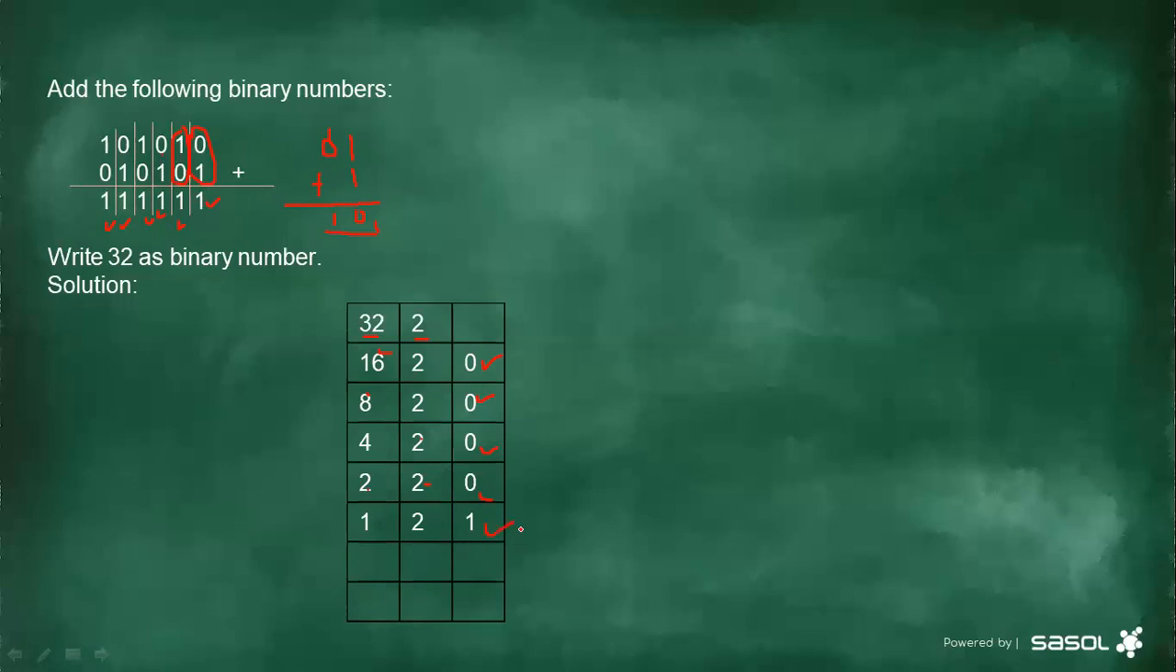So every time when you write this number, you want to start it from the bottom and then to top. Then it's going to be 1 0 0 0 0 0. So the answer for 32 is equal to 1 0 0 0 0 0. That is 32 in terms of binary numbers.